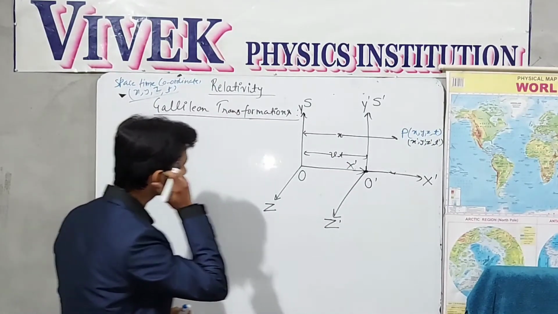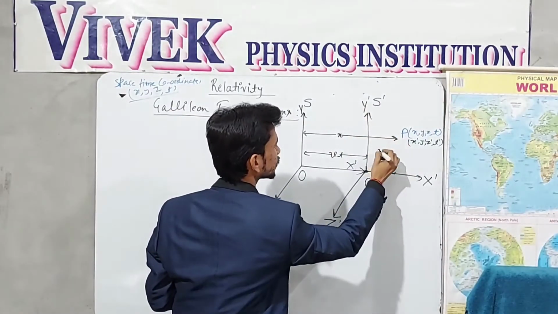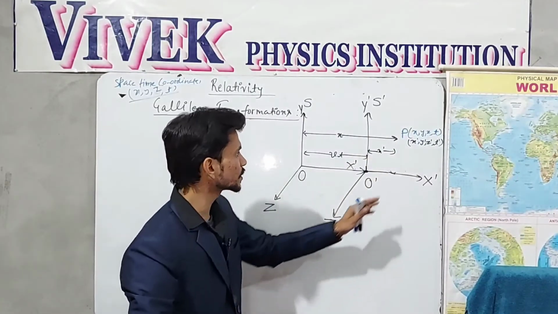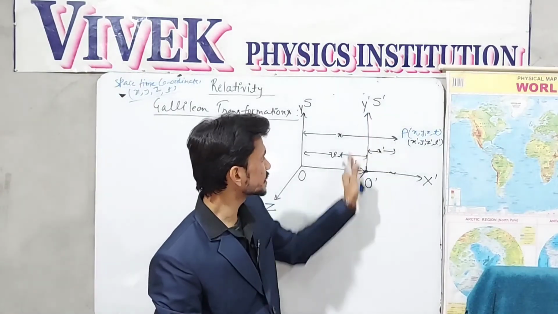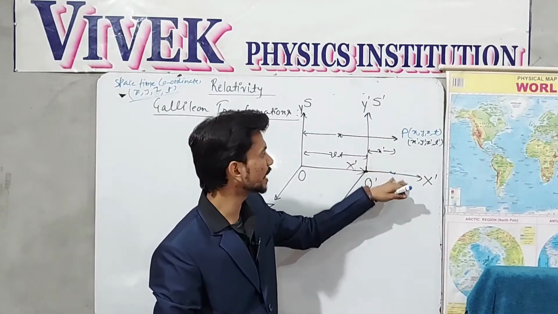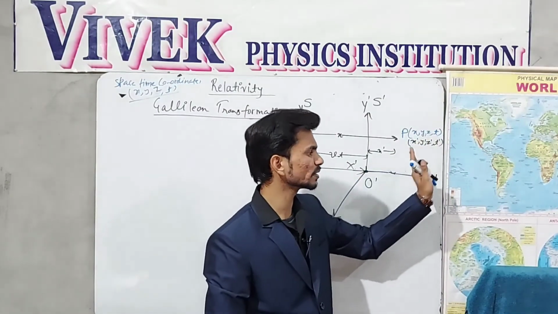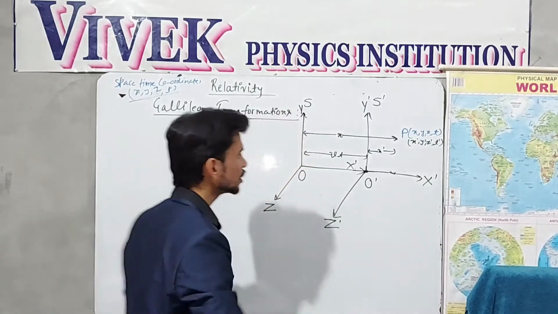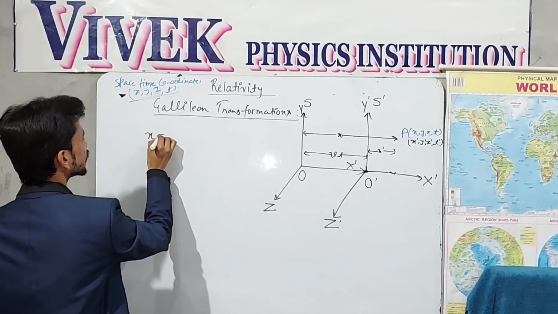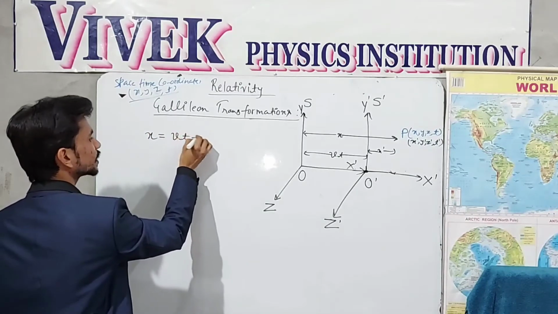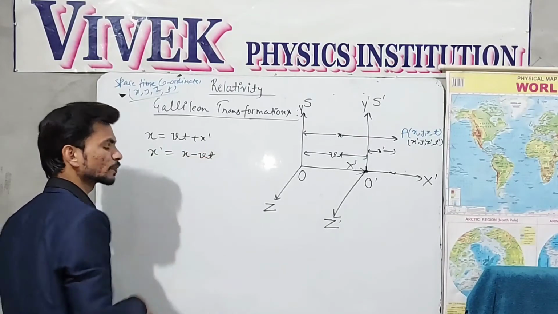Okay, so now you can easily relate this distance from S dash, this is x dash, because particle P is observed by O dash according to the S dash frame of reference as x dash, the y axis as y dash, the z axis as z dash, and in terms of time as t dash. So what is the relation between x, x dash and vt? That is x is equal to vt plus x dash, or x dash equals x minus vt.